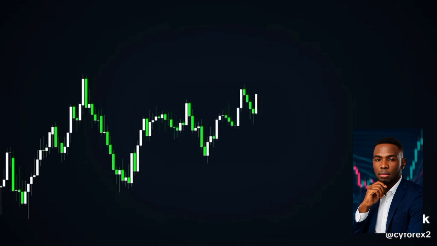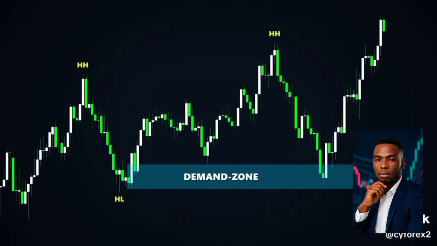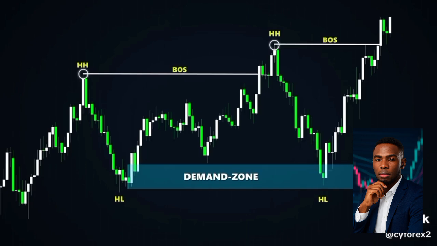Imagine the market is in an uptrend. Price is making higher highs and higher lows. Then price pulls back a little and pushes higher again, breaking the last high. That's a break of structure. It tells you the uptrend is still strong. You can draw a line across the last high to mark it. Once price breaks and closes above that line, that's your confirmation. It means the market is still bullish.